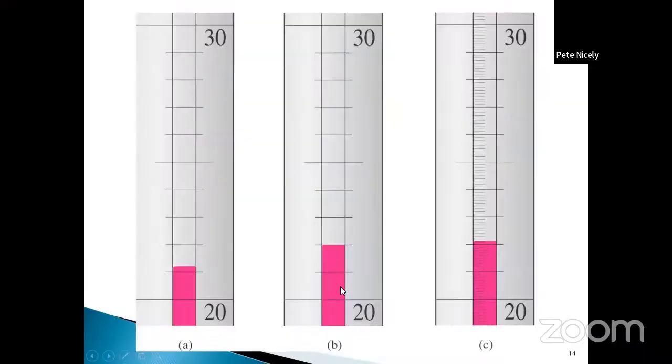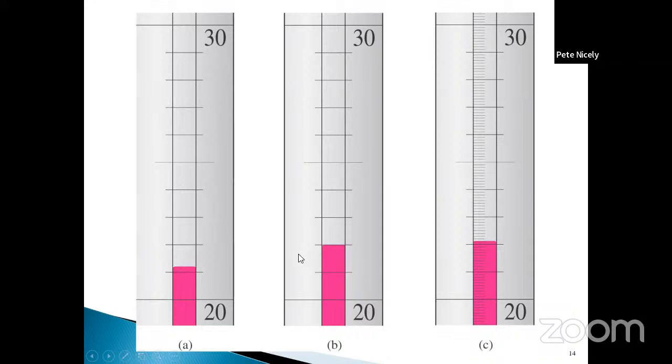So let's say you're given a task of measuring the temperature of something. You get these readings here. Now, let me just explain something. These are all thermometers. If you look at this one here, you have 20 here, and you have 30 here, and you have 10 equal divisions. That means that this line here represents 21, this represents 22, and so on and so forth.